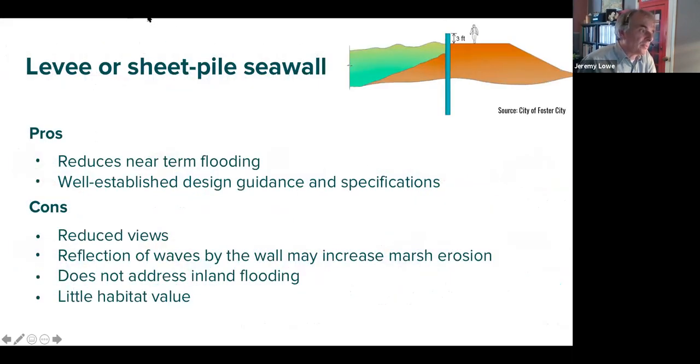Measures tend to be grouped as gray or green measures, and you'll see those phrases used a lot. And you'll see also more about that in the storyboard. Gray measures are those of the traditional flood protection structures such as levees, seawalls, etc., which will reduce flooding, will have well-established design standards, but have little or no habitat value.